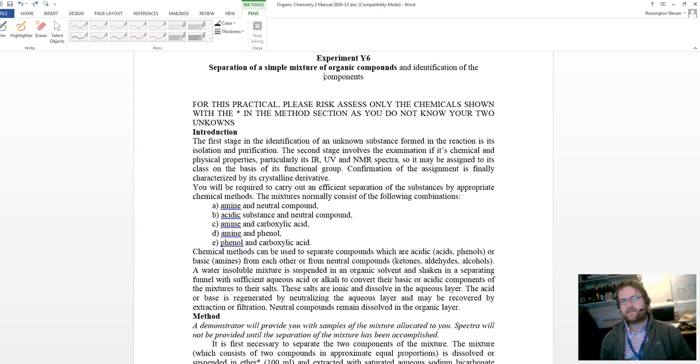Okay, so this is just a reflection on the practical held on Monday the 21st of November 2016, this Y6, separation of an organic compound. So I informed you in the lab that you were to be separating out a phenol and an amine.